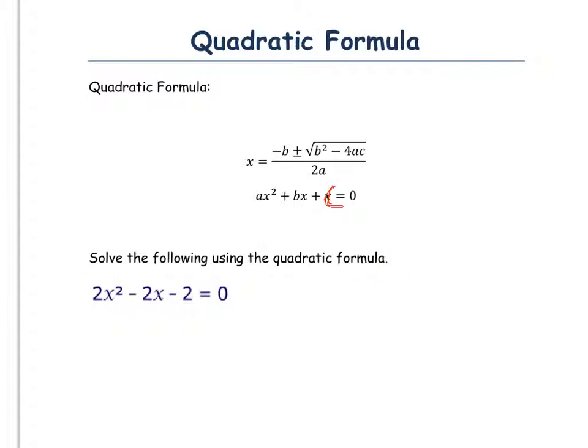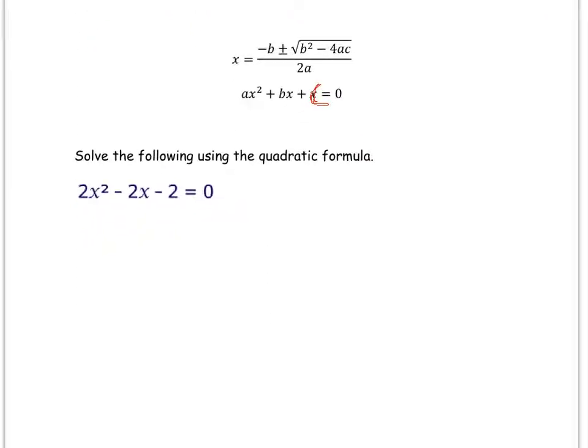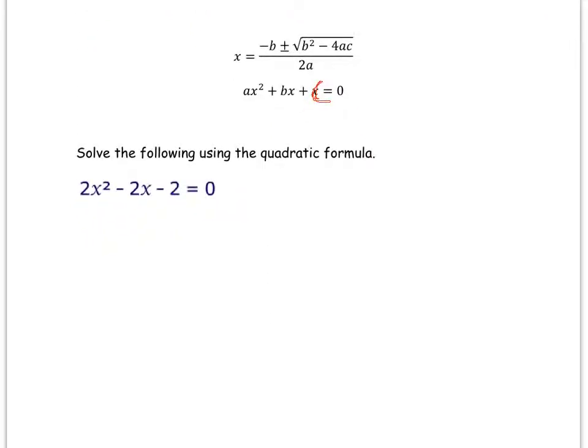Now, I always like to write down first what the values of a, b and c are. So a in this equation is 2, b is minus 2 and c is minus 2. Now we can use the quadratic formula. Now, providing you put everything in very carefully and slowly, you can't go wrong, but do be careful with the negatives. So x is equal to minus b. Now, minus b, we've got minus 2. We'll come back and sort that out in a minute.